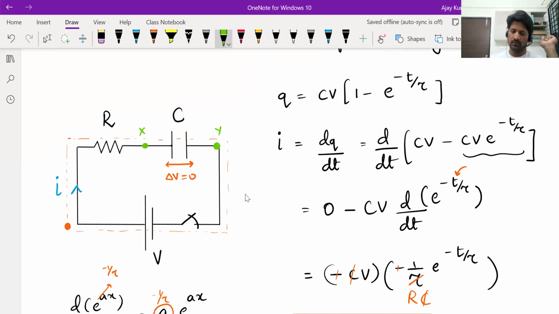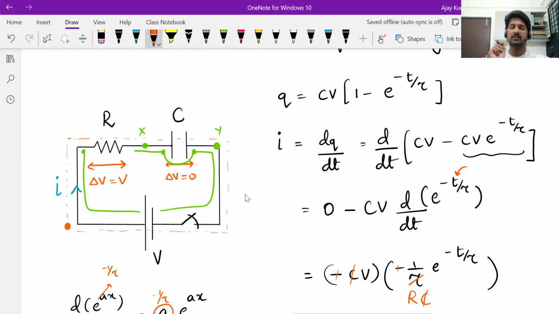Now the battery on the left side is connected to this end of the resistance, and the right side is connected to this plate of the capacitor, but this point and this point are at the same potential. Effectively at the initial instant, the resistance has a potential difference equal to V. All the potential difference appears across the resistance initially, because the capacitor is still not charged, it doesn't have any potential difference across its plates. That is why the current flowing initially will be V by R.